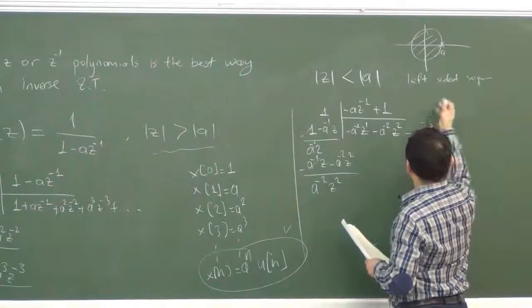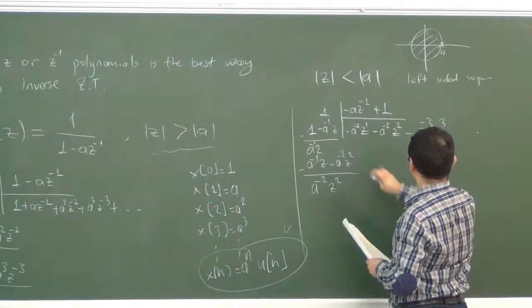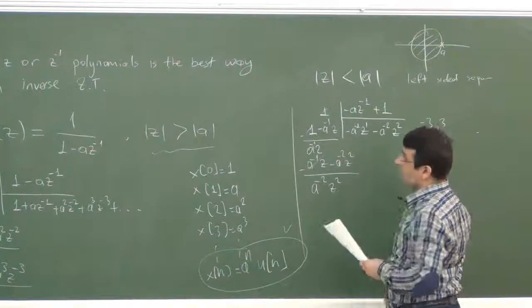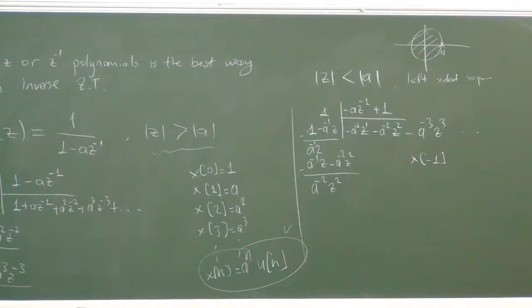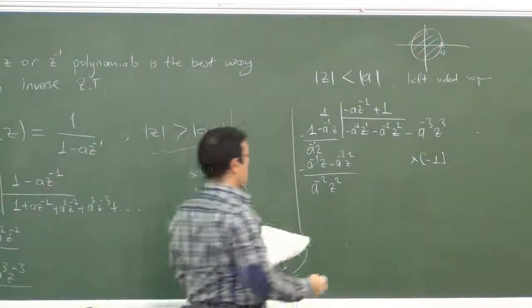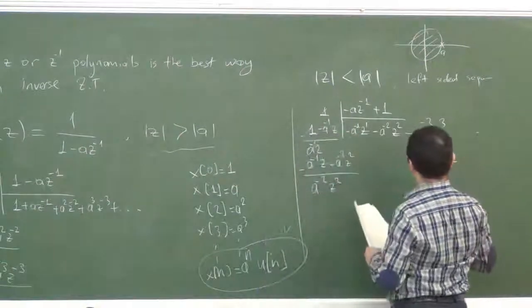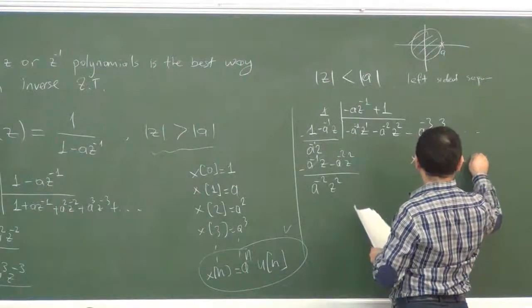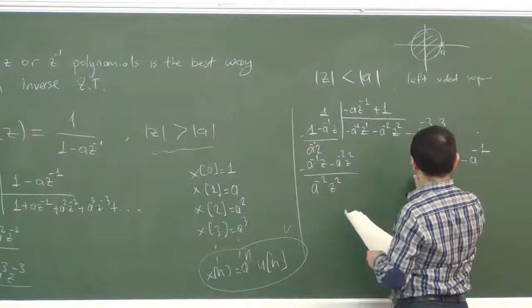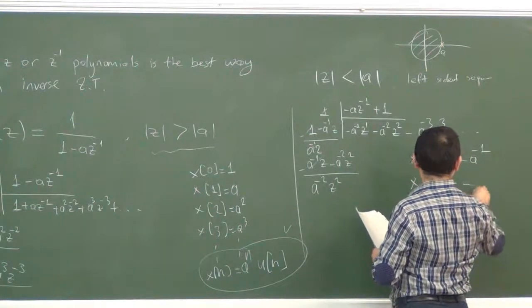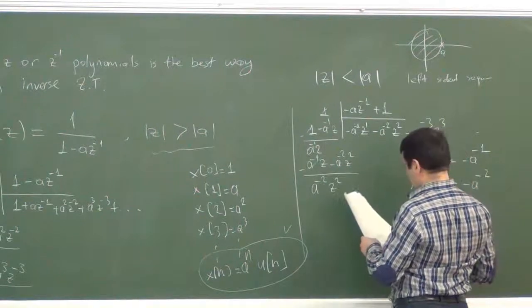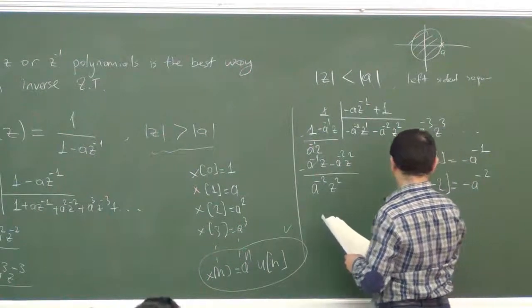So since this is a left-sided sequence, what about x minus 1? You know the Fourier transform in this case. If z1, it is zn minus 1. So x minus 1 is in this case what? Minus a minus 1. What about x minus 2? It is simply the a minus 2. And it goes something like this.